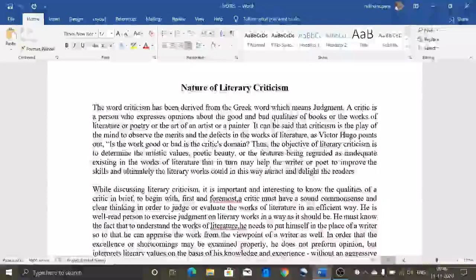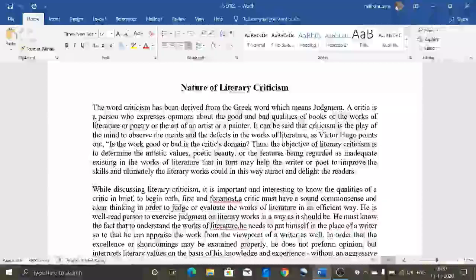While discussing literary criticism, it is important and interesting to know the qualities of a critic in brief. To begin with, first and foremost, a critic must have sound common sense and clear thinking in order to judge or evaluate the works of literature in an efficient way. So that is a very important thing.